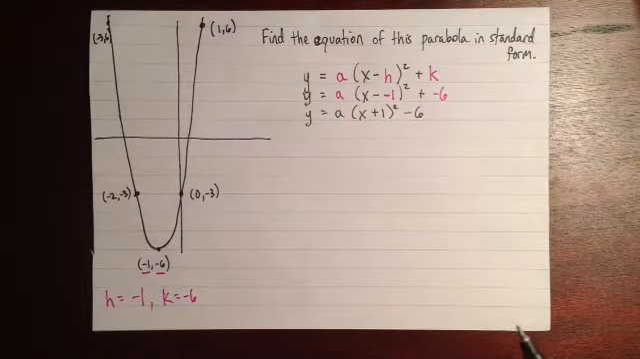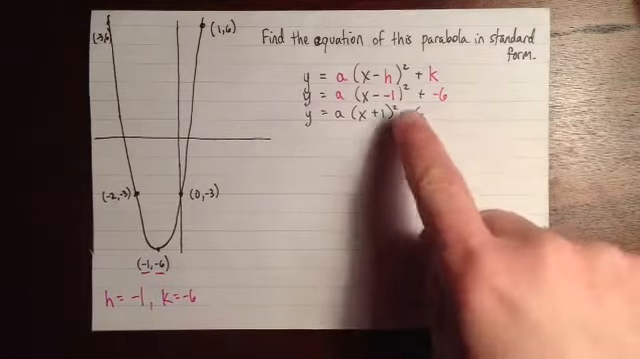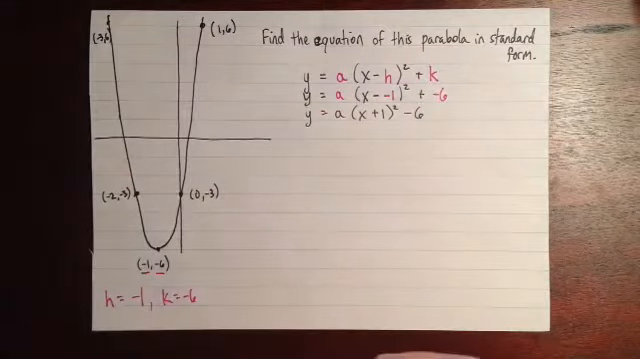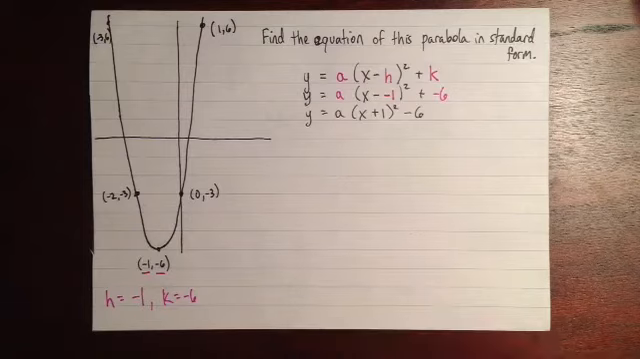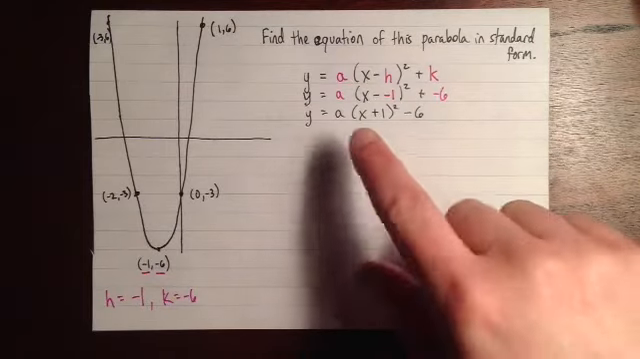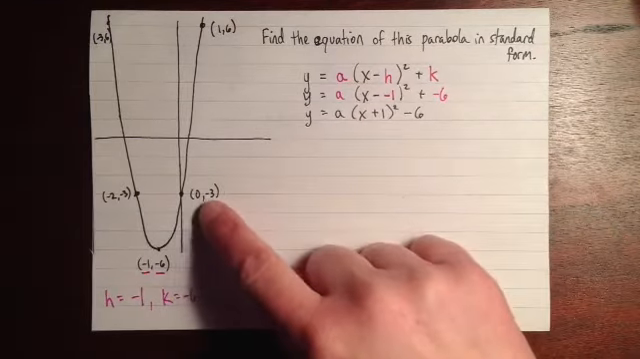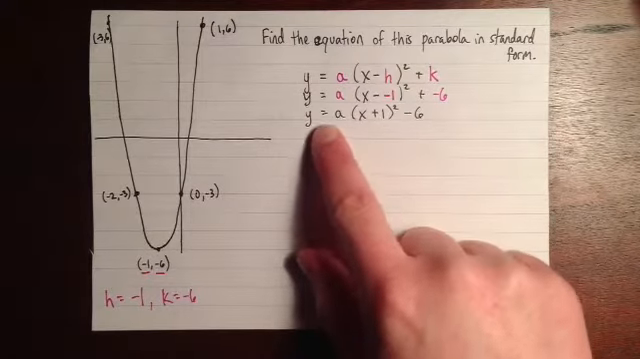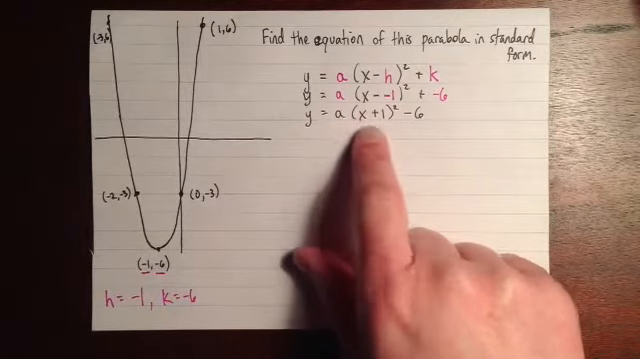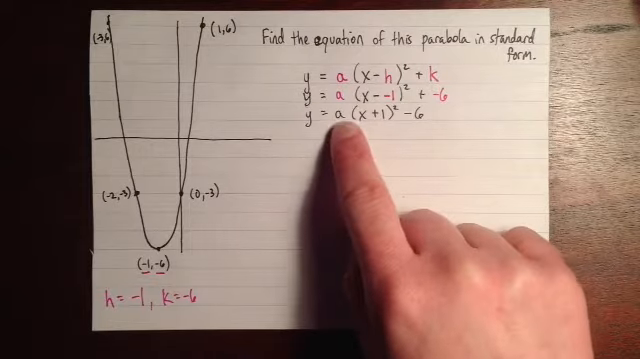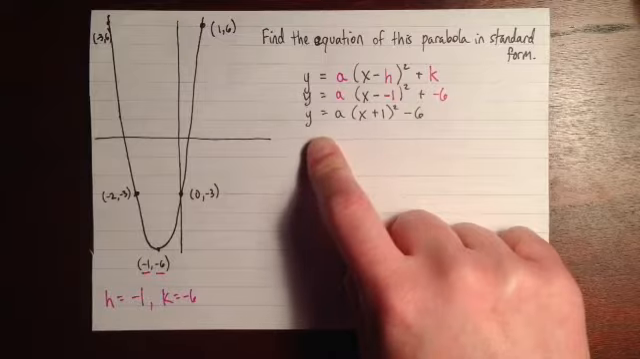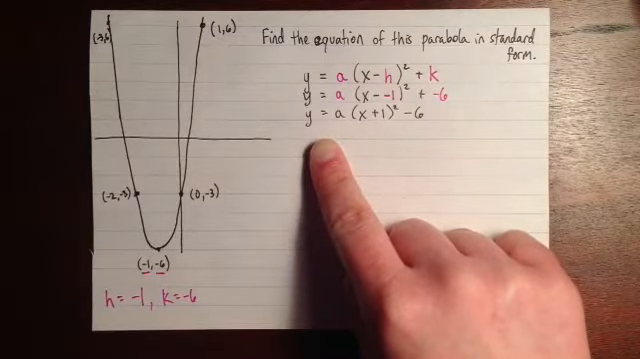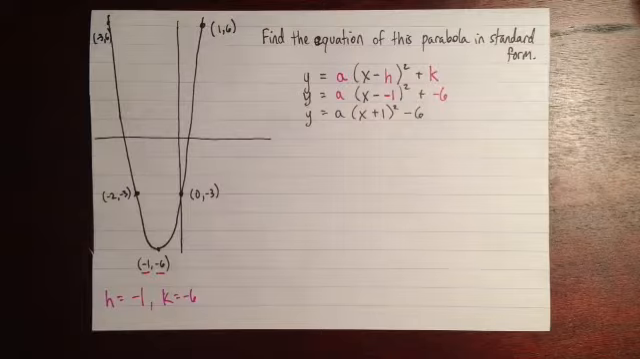Now the question is, how do we find a? The idea is that if this equation represents all the points on this parabola, then we can substitute any point into this equation, and the equation will still be true. If we substitute one of the points in, we're left with an equation that will just have an a in it. We'll replace x and y with numbers, and then we can solve for the a value. You can choose any of these points.